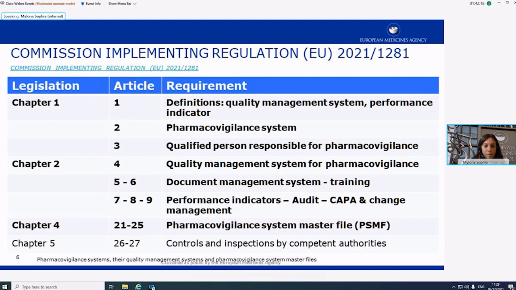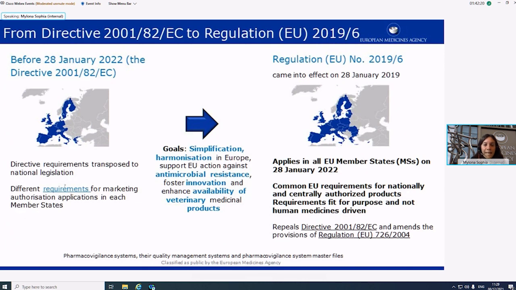So should we go to the next one then? This slide I just put here to highlight, and I'm sure you already know, we went from a directive to a regulation. And this gives a big advantage, because up to now we had the directive requirements transposed to the national legislation of each member state. And this many times, maybe not always, resulted in different requirements per member state.